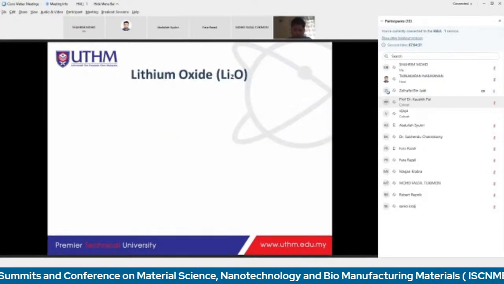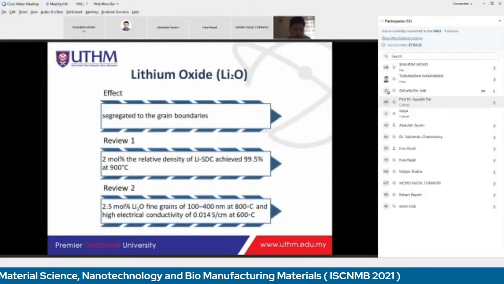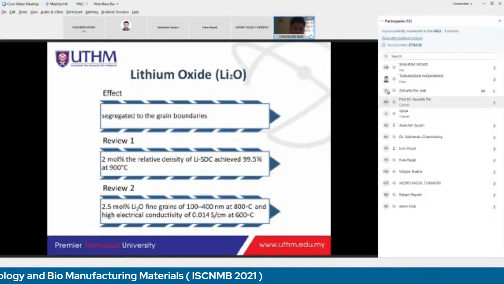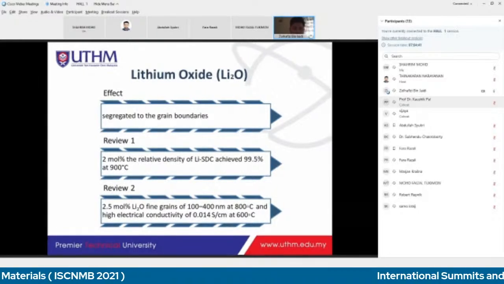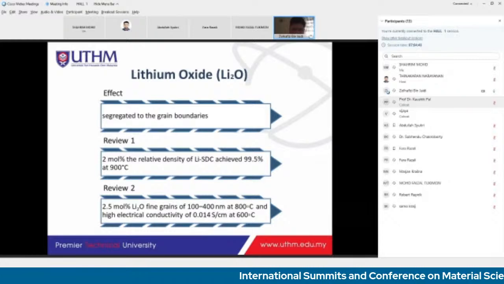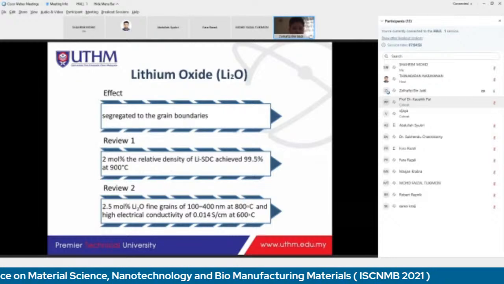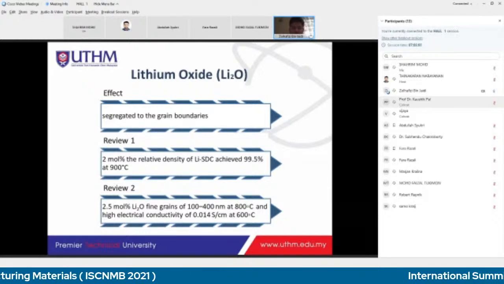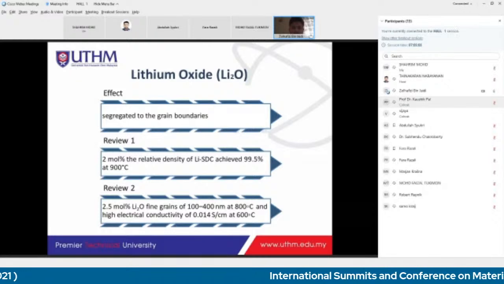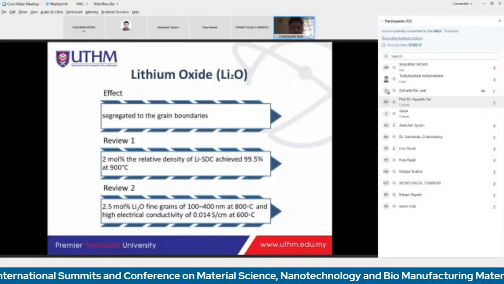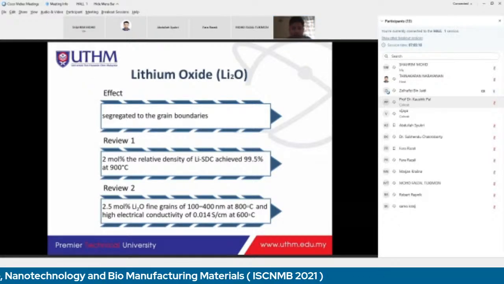For lithium oxide, the effect is that lithium oxide segregates to the grain boundaries instead of dissolving in the bulk. When the lithium ions segregate to the grain boundaries, this increases the effectiveness as a sintering aid and lowers the sintering temperature of the SDC. From one of my reviews, a study with 2 mole percent of lithium oxide showed that it can make the relative density of lithium SDC achieve 99.5% at just 900 degrees Celsius.